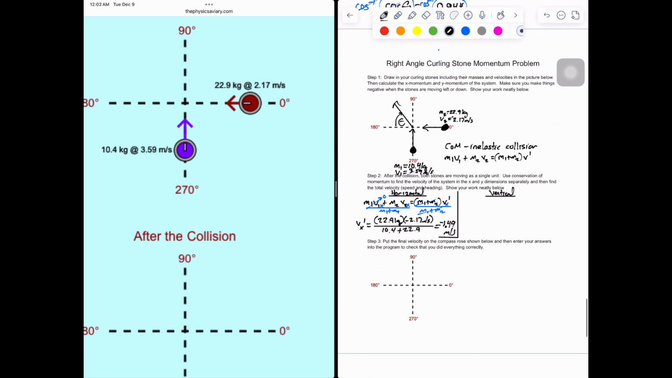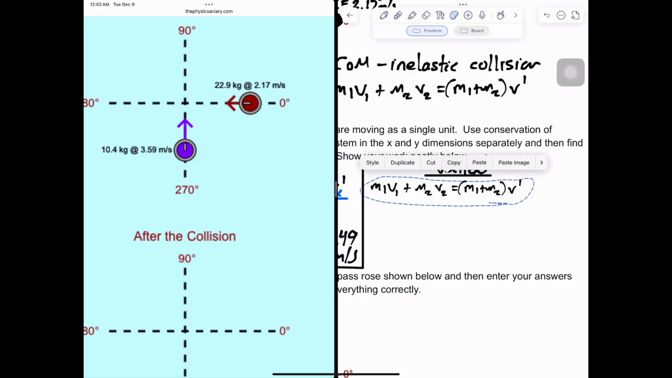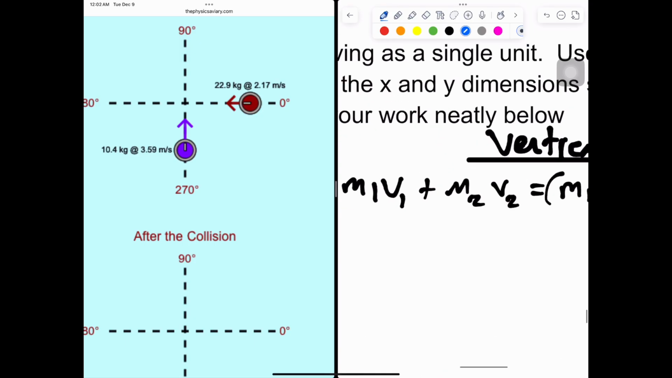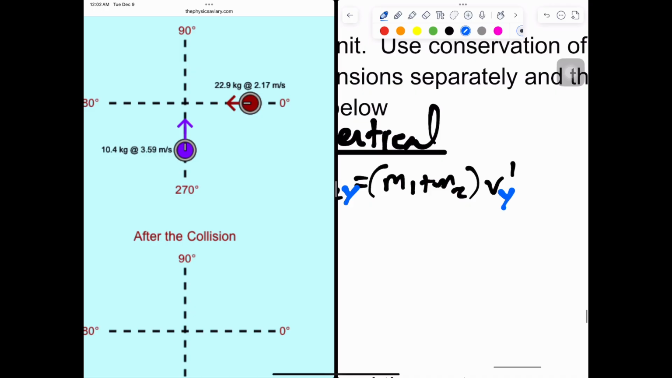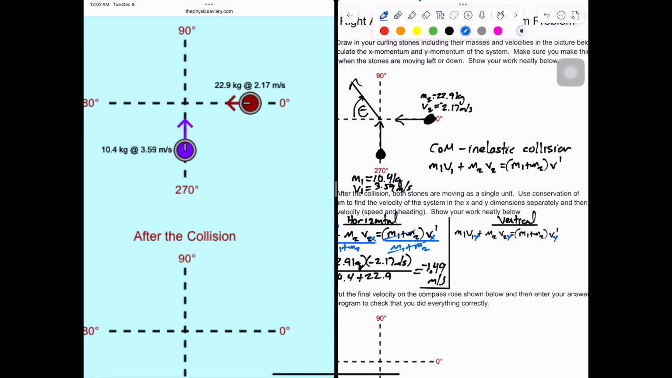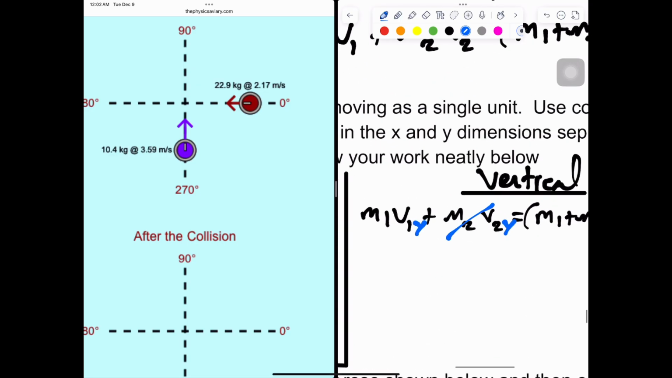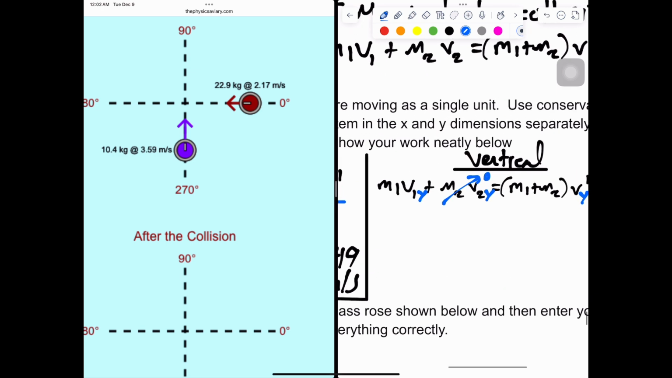Now, again, I'm going to copy down that same equation, but this time we will apply it in the y direction, just like that. And you're solving for Vy prime. Now, if I look carefully at this here, I know that mass 1 does have y momentum. It does have vertical momentum, but mass 2 only going in the horizontal direction does not. So I get to cancel those right here. Again, I'm going to divide by the sum of my masses.